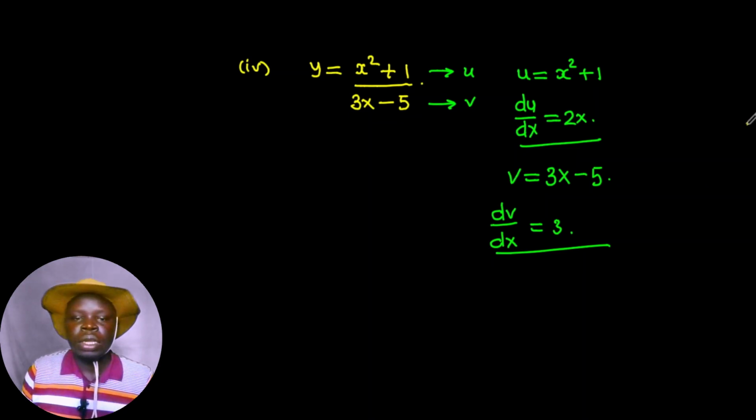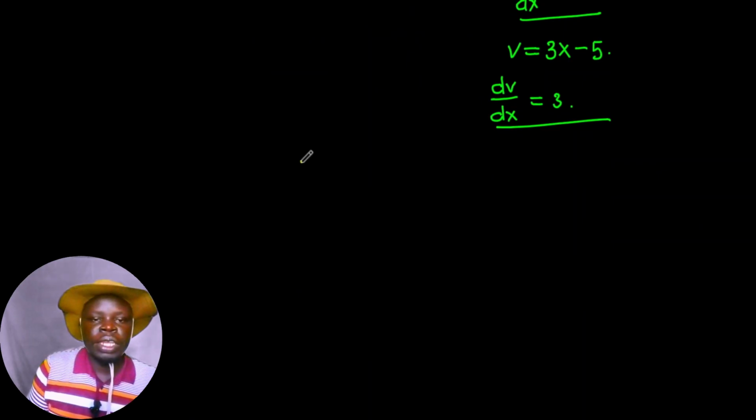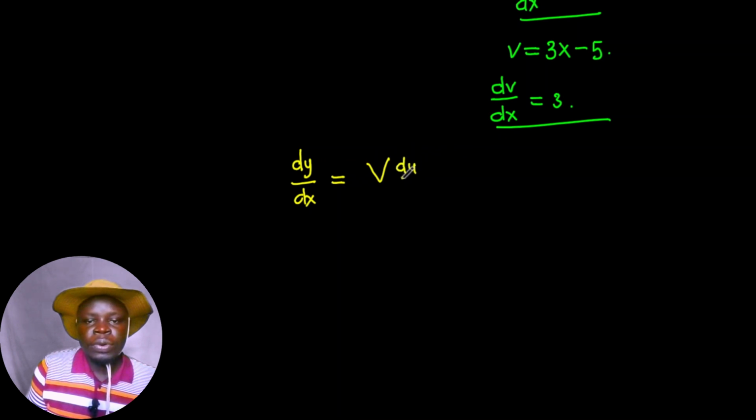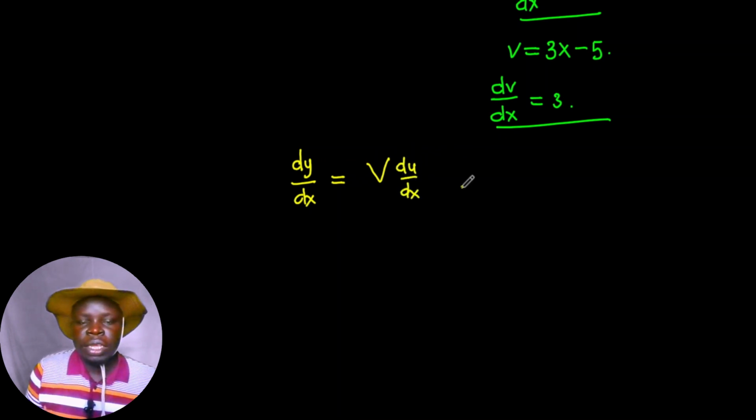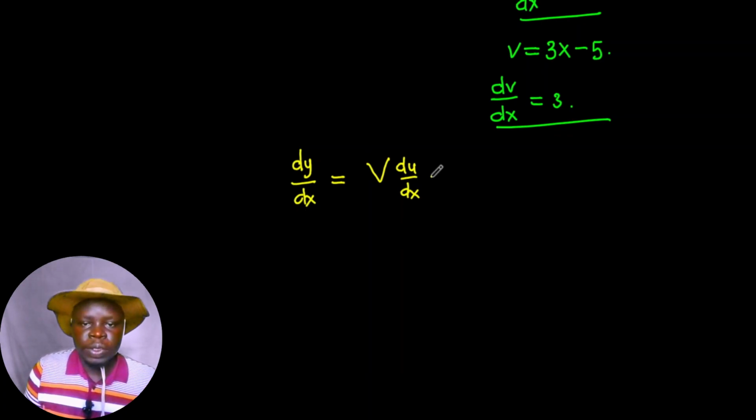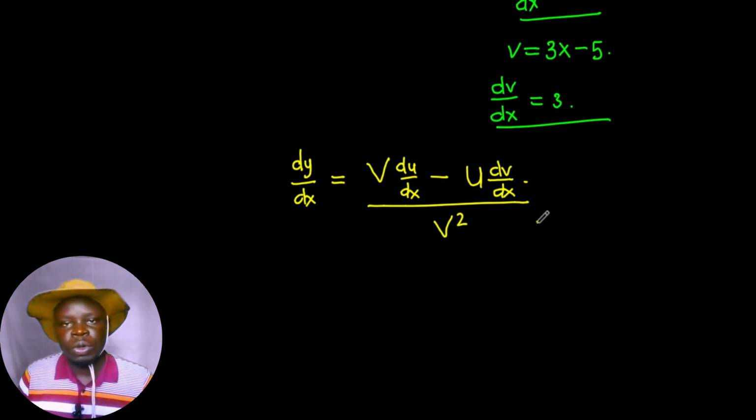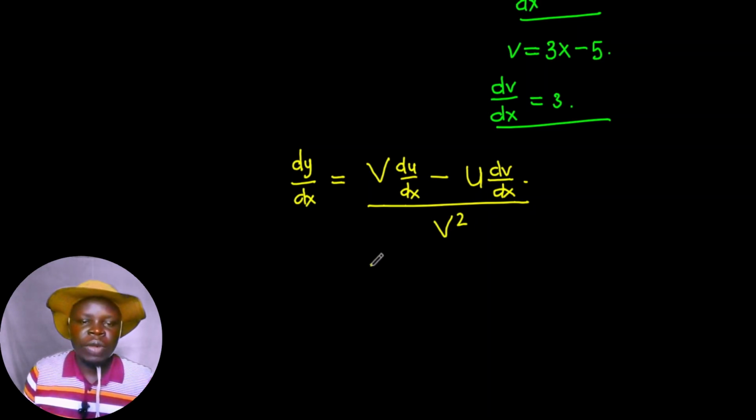Now the quotient rule is set like this, so let's put it down before we start solving it. We have dy by dx is given by, and we always start with v, and we multiply this by du by dx, not like in the product rule where we can interchange u and v. Here we subtract u times dv by dx, and we divide the whole thing by v squared. So that is the quotient rule. Let's move on and make our substitution.